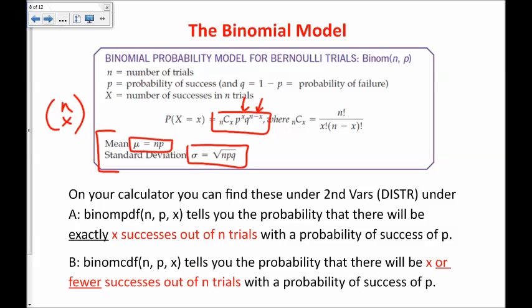Under A, binom PDF, or the binomial probability density function, tells you the probability that there will be exactly X successes out of N trials with a probability of success of P. And the binom CDF, the binomial cumulative density function, tells you the probability that there will be X or fewer successes out of N trials with a probability of success of P.